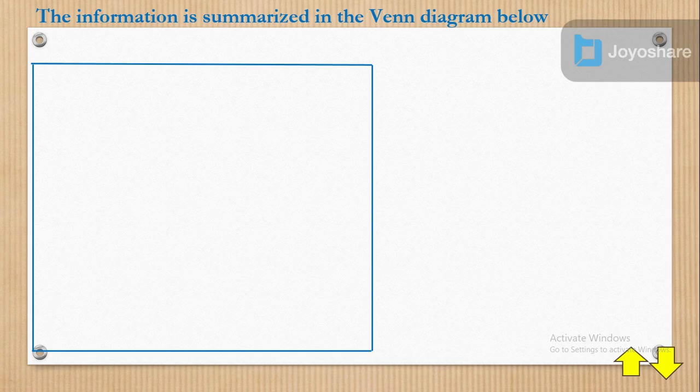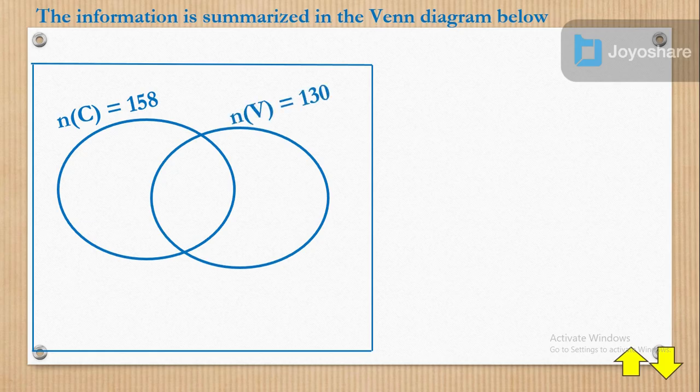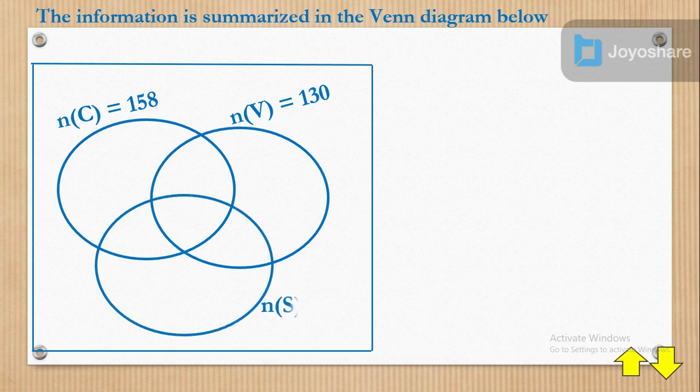Okay. Next, that's the first set. We can call it anything. We shall call it C. The number in C is 158. We are putting the data there. That one we shall call our set V. So the number in V is equal to 130. And last, this one we shall call S. And the number in S is equal to 188. Now we substitute in the values which we have already. Remember, we have this.